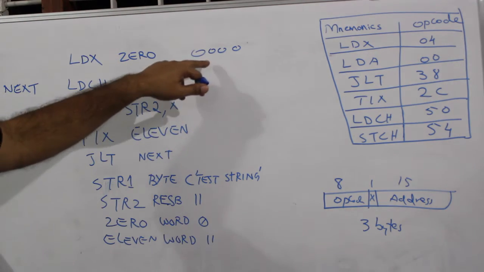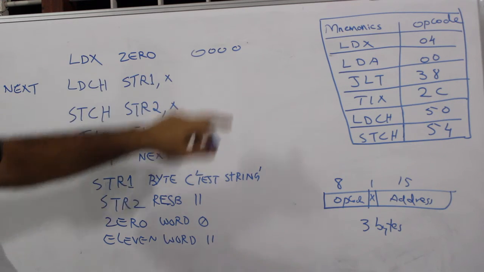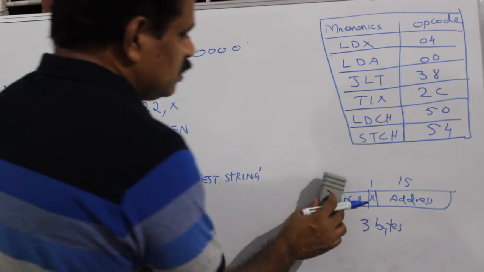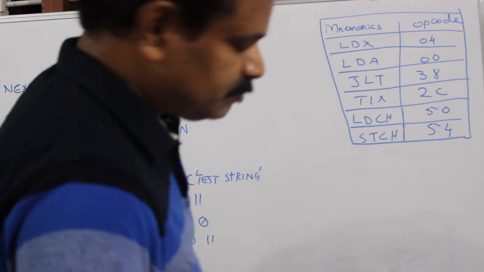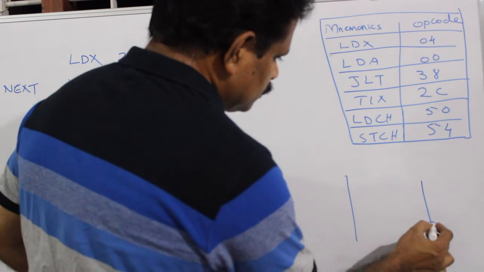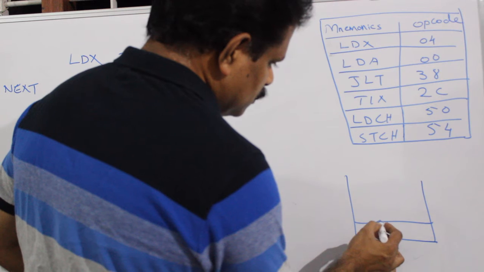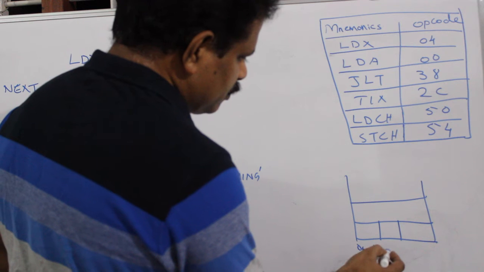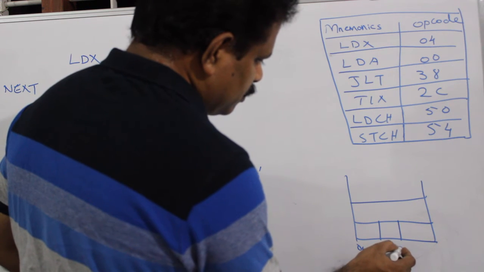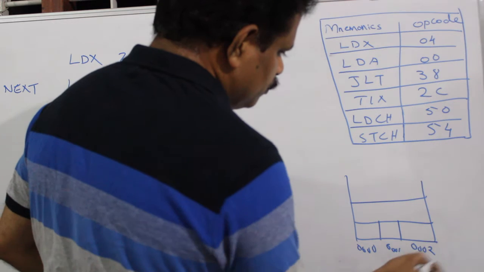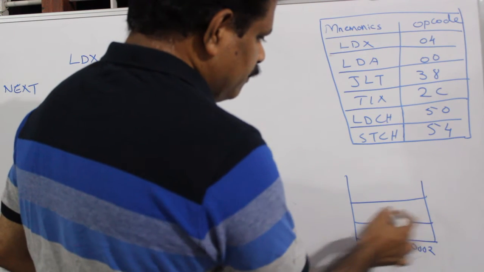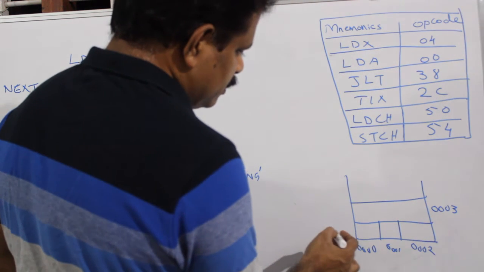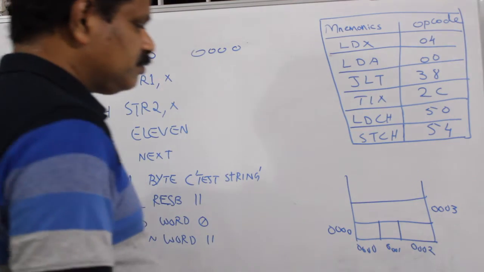So here the first byte gets the address 0000. We can view the memory of SIC as: first byte will get the address 0000, second byte address 0001, 0002. Okay, and the next word will get the address 0003. I can say the address of this word is 0000.